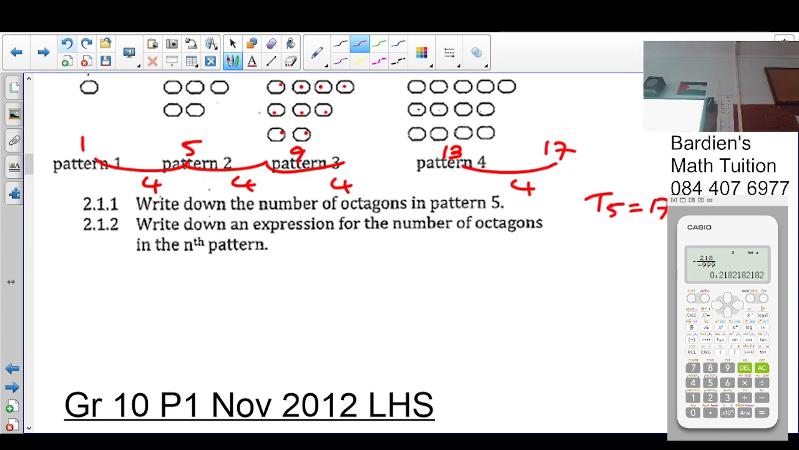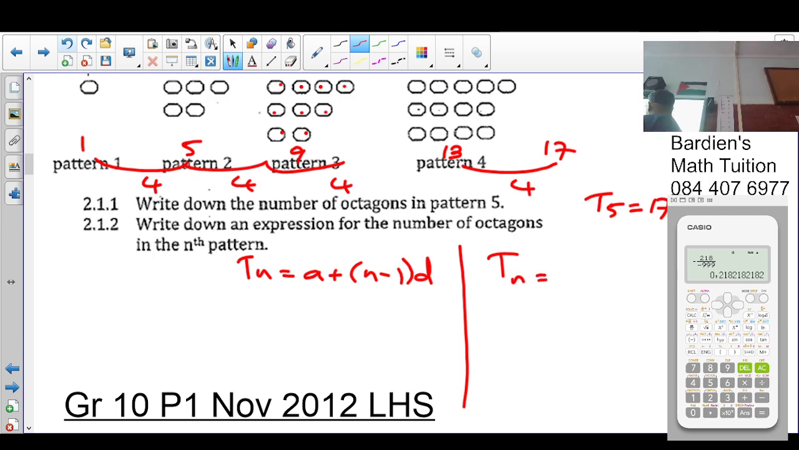Write down the expression for the number of octagons in the nth pattern. So I use the formula Tn is equal to a plus n minus 1 times d. Or I can use the formula which is more encouraged for some reason or other, Tn is equal to pn plus q.